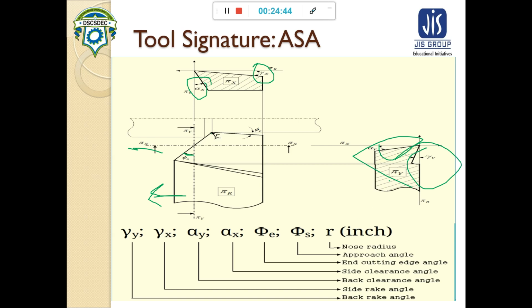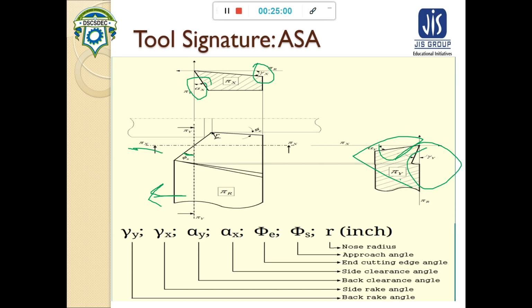So this is in the pi y plane. So pi r, pi x, pi y: all three planes are in reference with the machine. That's why the ASA system is known as the machine reference system.